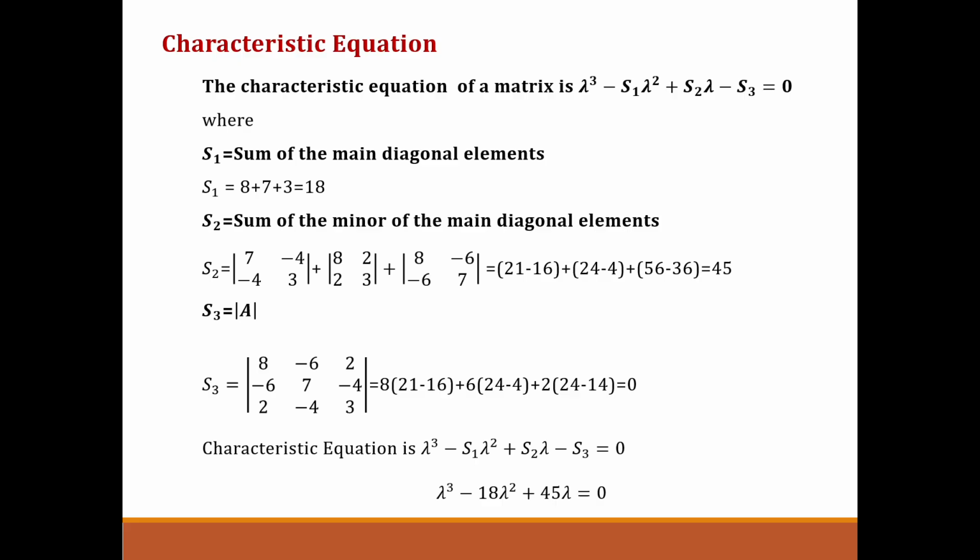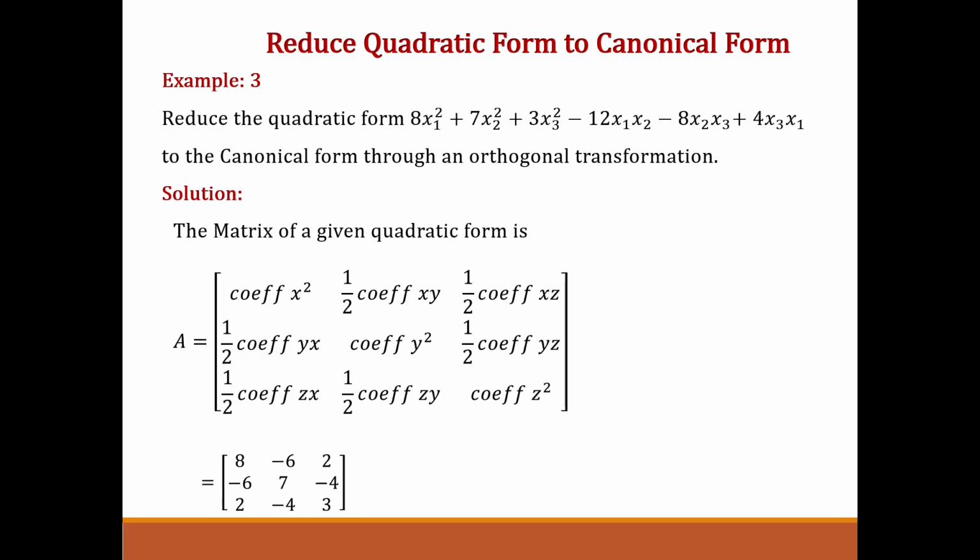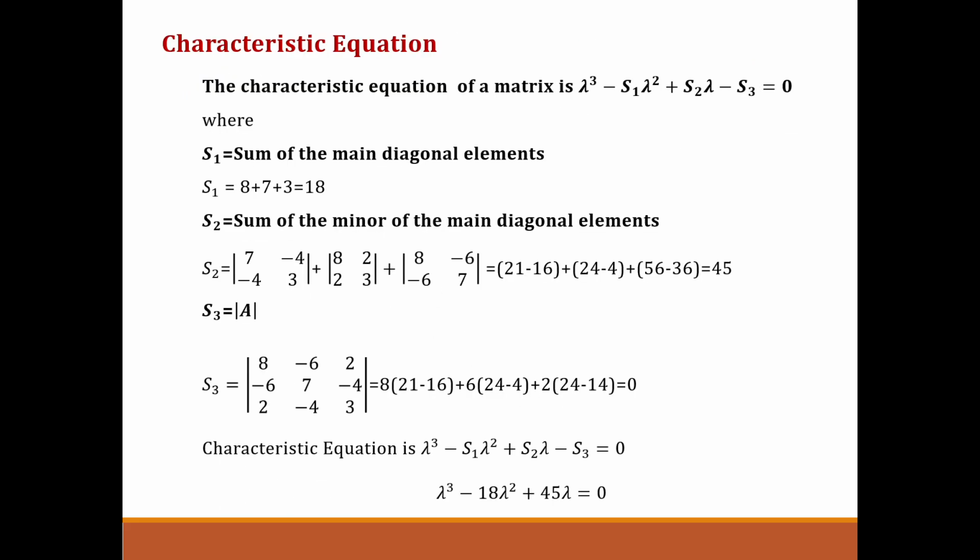The formula for the characteristic equation of the matrix is lambda cubed minus S1 lambda squared plus S2 lambda minus S3 equal to 0, where S1 is the sum of the main diagonal elements. Here the sum of the main diagonal elements of the given matrix is 8, 7, 3. So S1 is equal to 18. S3 is the sum of the minors of the main diagonal elements.